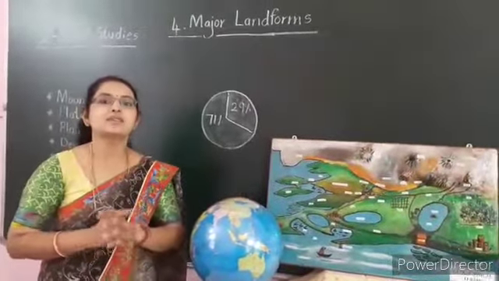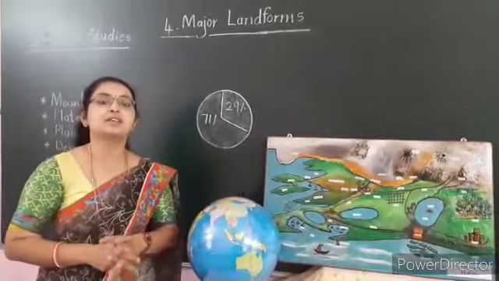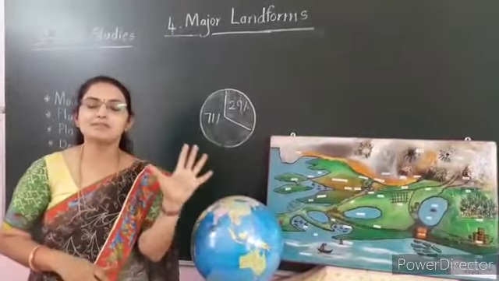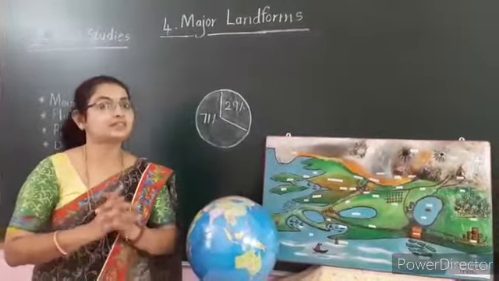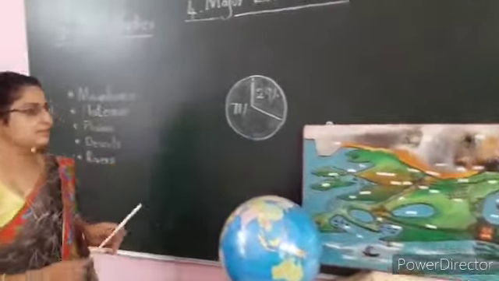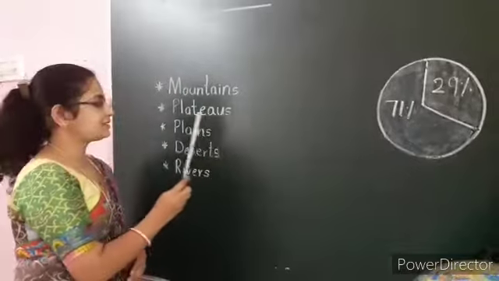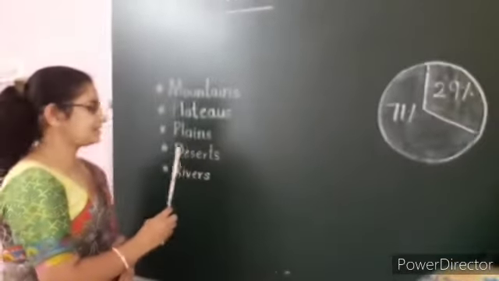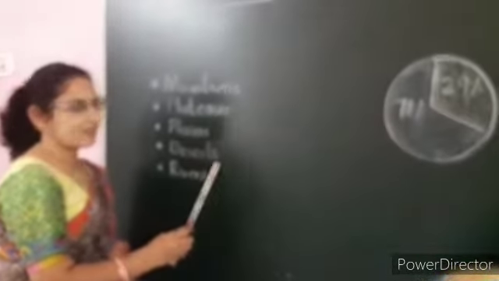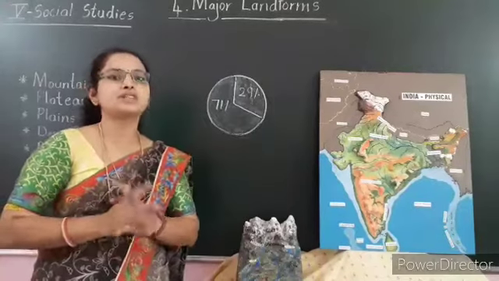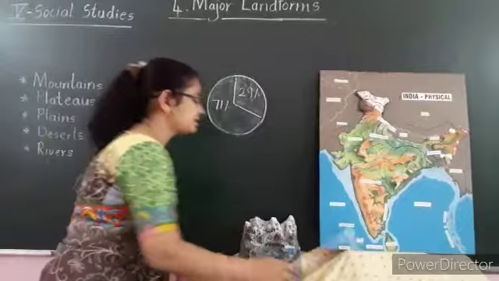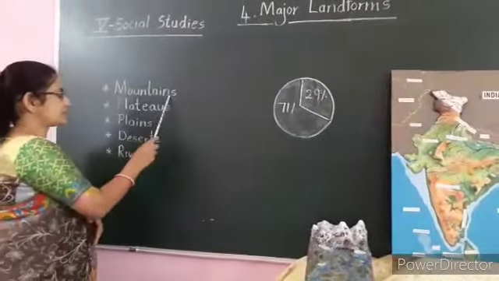Listen children, once again I will repeat. There are 5 major landforms on the surface of the Earth. They are mountains, plateaus, plains, deserts and rivers. Okay children, first we will discuss mountains.